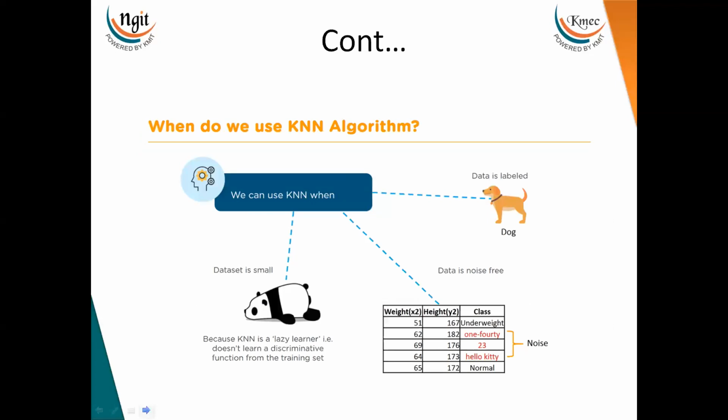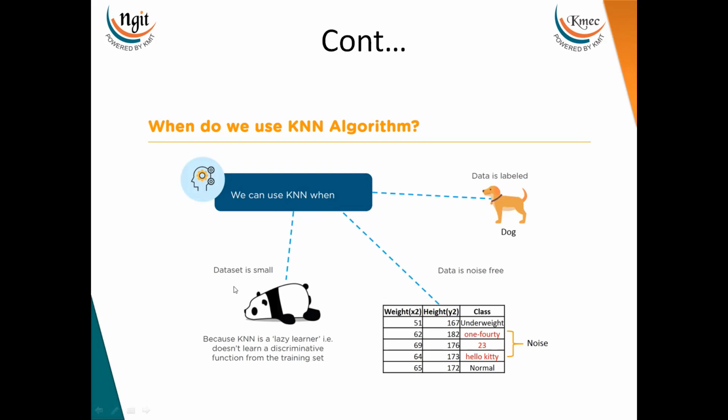Now we'll understand when to use the KNN algorithm. We can use the KNN algorithm when your data is labeled. In most cases, when your data is labeled, KNN will work fine. And second, KNN works fine when your data is noise free; you should not have noise. You can see here in the class label, you have a different type of label in the data set. This is noise. Data is not available properly, so KNN will not work in that case. So data should be noise free.